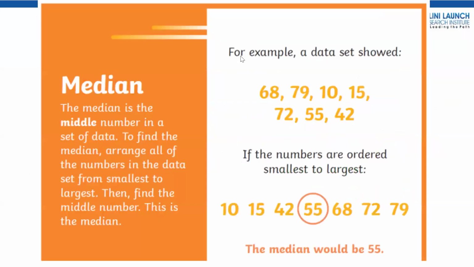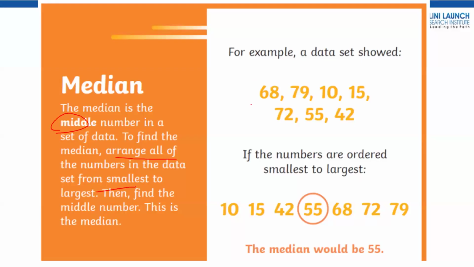The next is median. Median is always the middle number in a set of data. Median means you should first arrange the numbers from smallest to largest, or largest to smallest. Any order you can arrange, ascending order or descending order. Then you can find the middle number, that is the median.